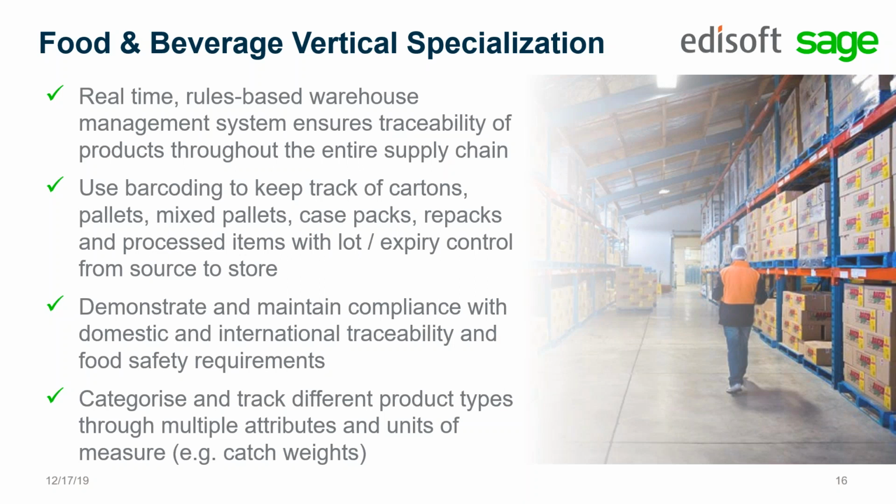We've helped food and beverage distributors and manufacturers use barcoding to keep track of cartons, pallets, mixed pallets, case packs, tracking repacking, processing items with lot and expiry data, and being able to control that from source to store. So tracking those considerations, again, lot and expiry is functionality that's built into our product, and we can track that regardless of the unit of measure or stocking unit of measure. Okay.